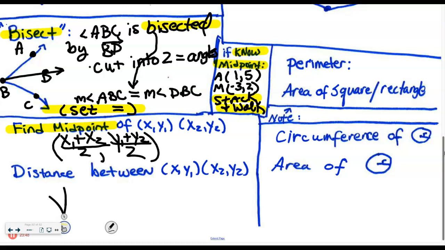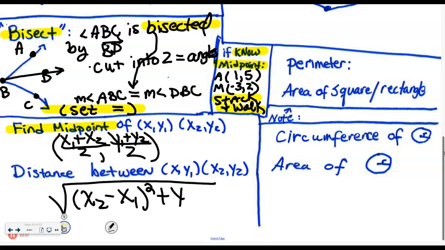Distance formula. Square root of. You subtract the x's, the first coordinates of each point, square, subtract the y's, square. And it's all under a root. So let's highlight distance. We're almost done. From today, make sure I gave you enough time. Those are big. Make sure you get those formulas on there.